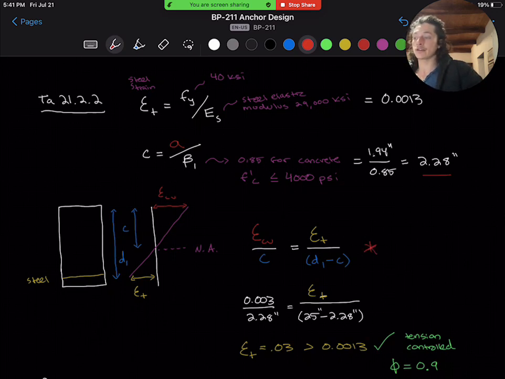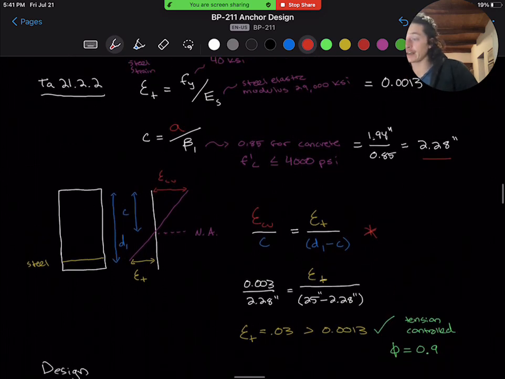Therefore, at a max concrete strain of epsilon cu of 0.003, our steel would have a strain of 0.03, which is greater than its yield strain of Fy over E, which is 0.0013, which I put here. And we need to calculate that as its specified yield stress over its elastic modulus, Es. And that'll tell us the strain at which it's going to yield.